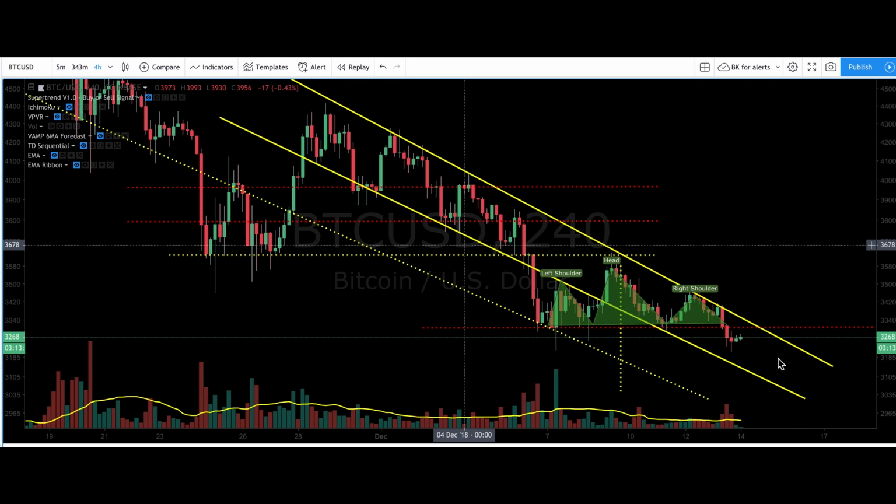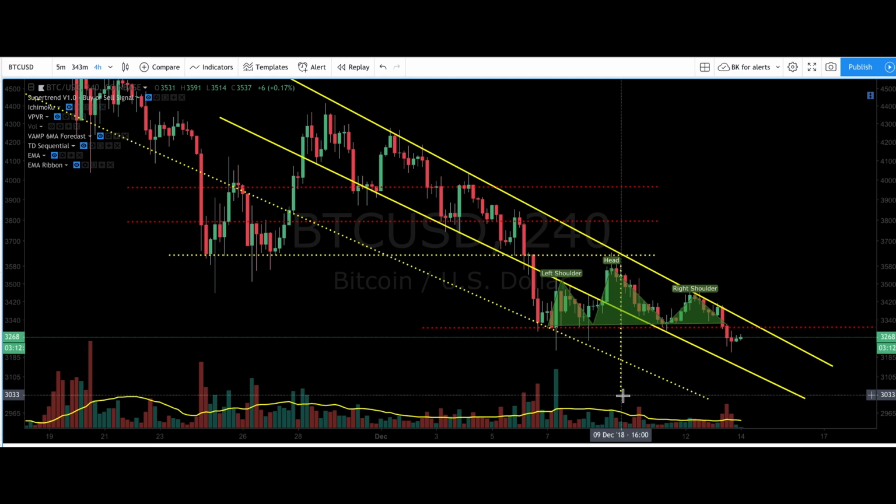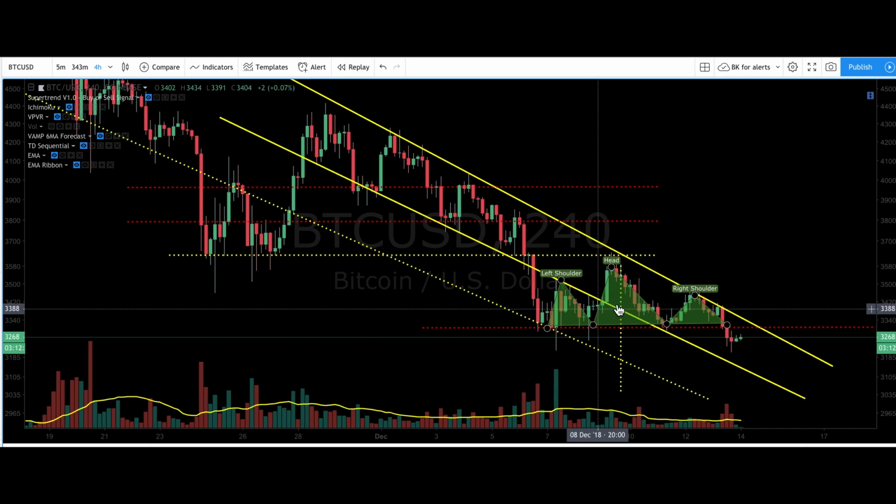But one of the things that it does for us from a TA standpoint is we can make a measured move. Now we can see what is our expectation of the price. Where can we set our targets? And you have to do that from the top of the head, which is up in here, to where it breaks out at the bottom, and then just bring that back down, and that would put us somewhere around the $3,000 range.